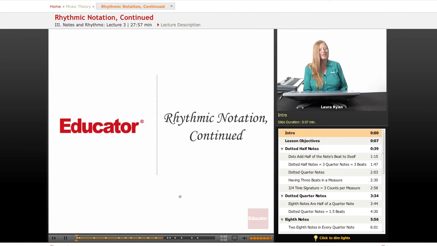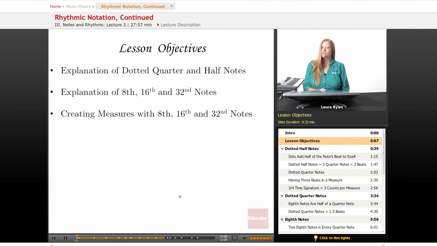Today's lesson is Rhythmic Notation Continued. Today we're going to be addressing rhythms that are a little more complicated than the ones we previously looked at. We will be looking at an explanation of dotted quarter and dotted half notes. We will be understanding and explaining eighth notes, 16th notes, and 32nd notes. And we'll be creating measures with 8th, 16th, and 32nd notes.